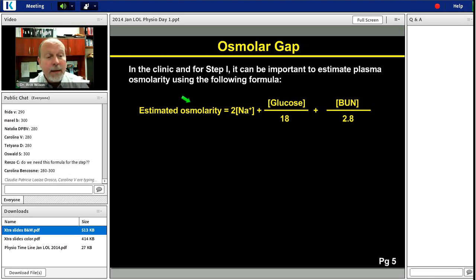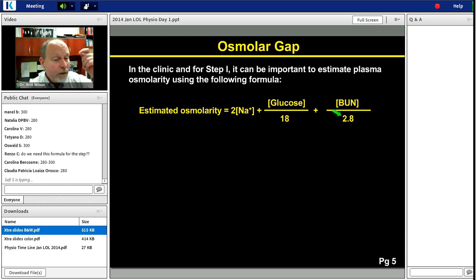All right, now let me give you an inside tip on this formula. Change 18 to 20, change 2.8 to 3, and then you can do the calculation in your head. It'll be close enough. You only have to be that close.